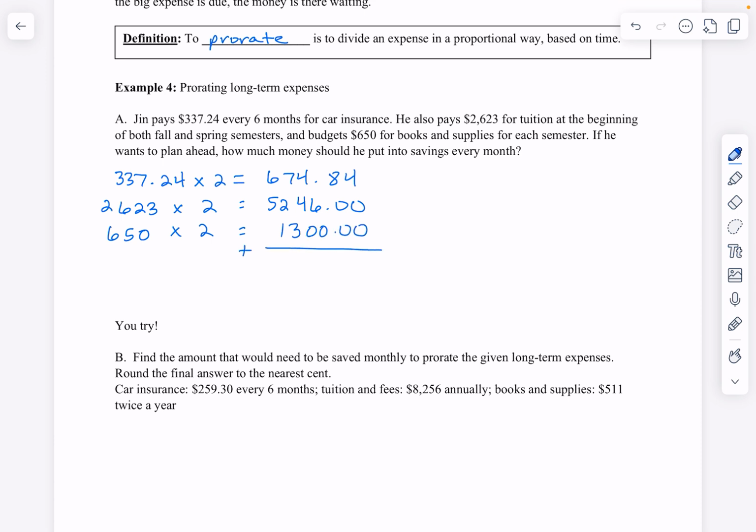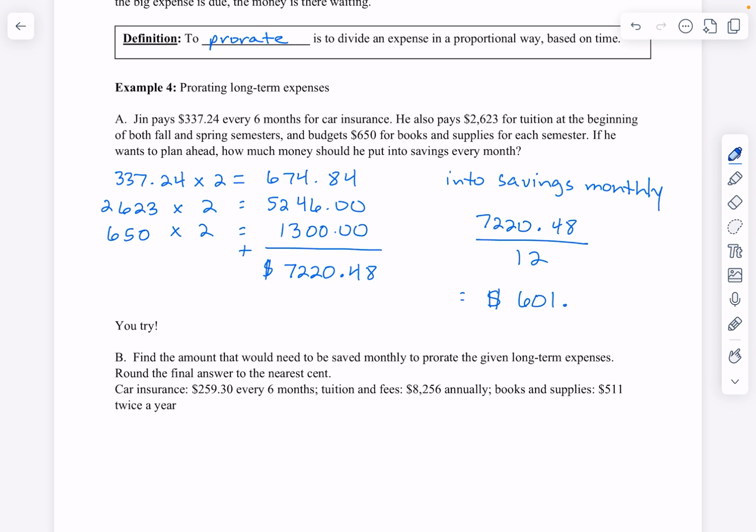Now these three are added together for a total of $7,220.48. If we want to put into savings monthly, you have to take that $7,220.48 and divide it by 12. So when you divide it by 12, you get that Jen should be saving $601.71 every month to have that amount on hand.